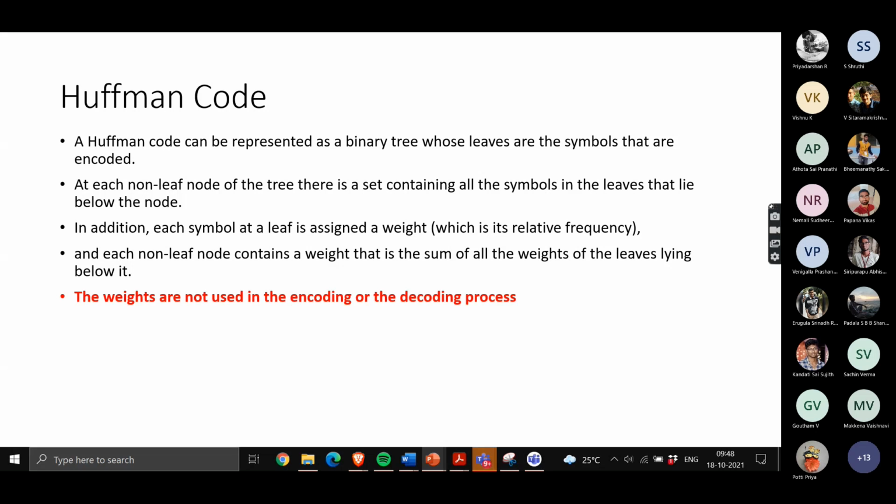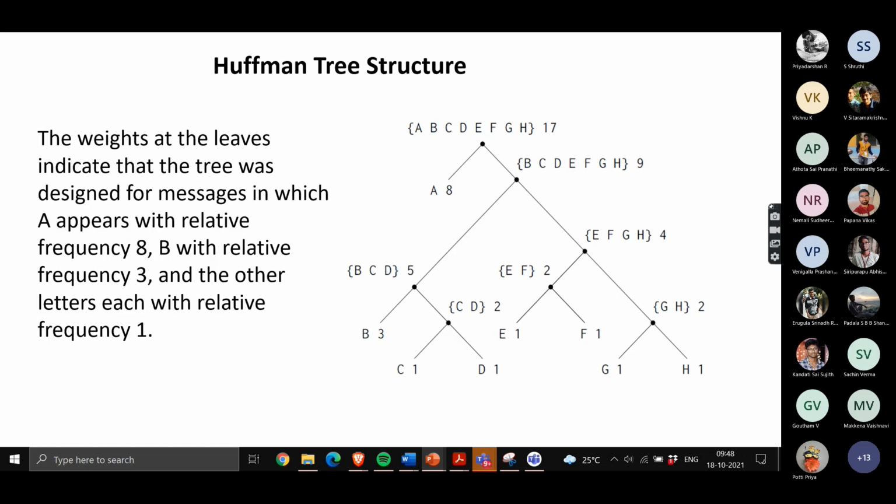Okay, so this is the overall concept, and the weights are not used when you are doing the process of encoding and decoding. This is an important point you have to know. Let me show you a Huffman tree. You just see, this is one of the examples. So this is a binary tree. At any point you can see there are two children for any parent node. Okay, and you look at the leaf nodes, the leaf nodes are here.